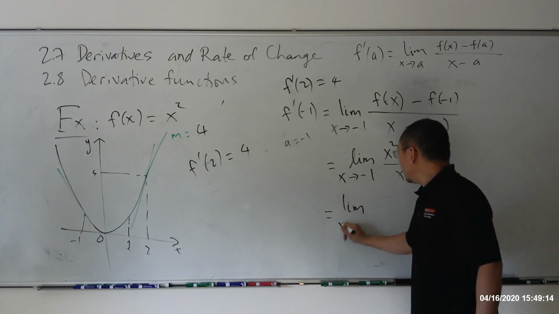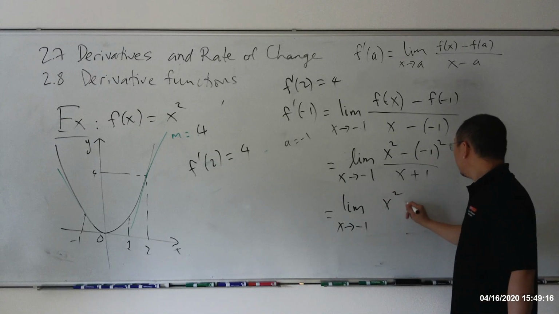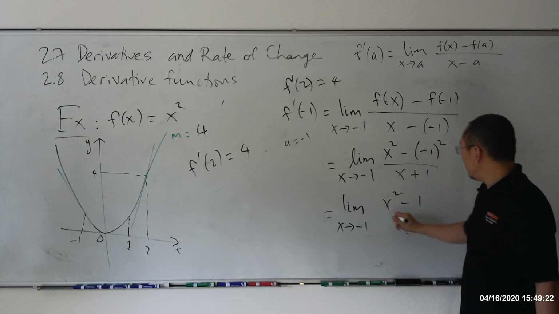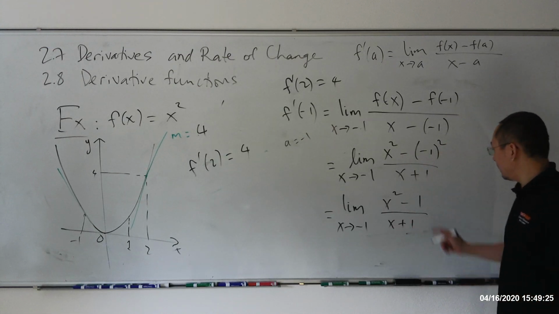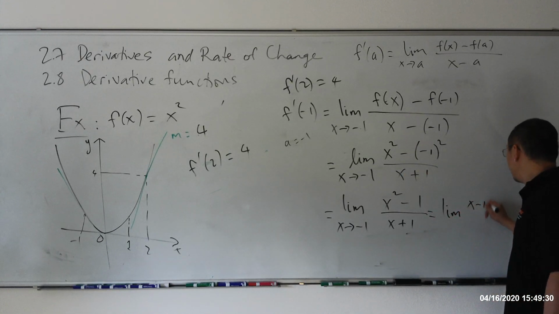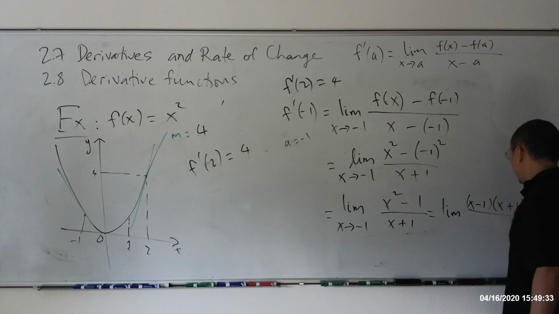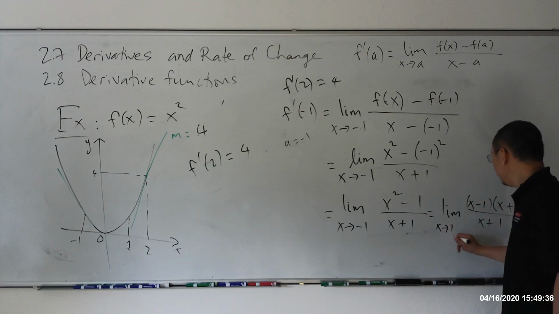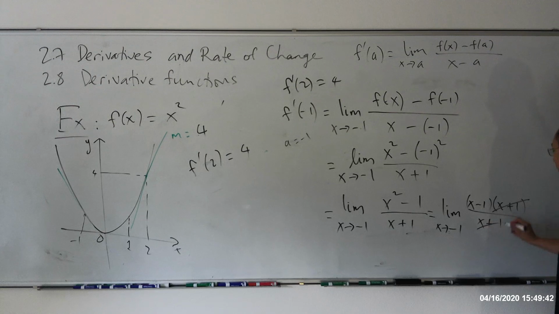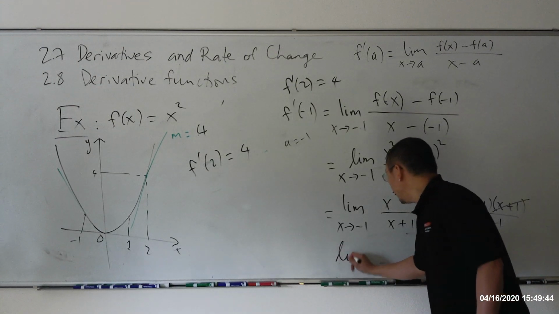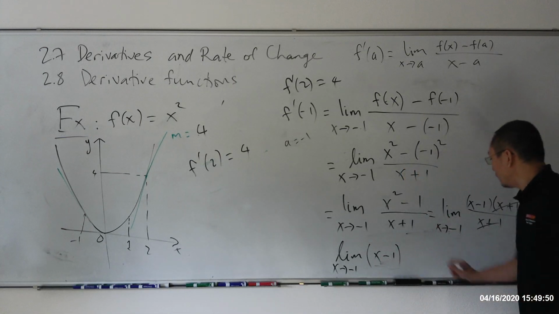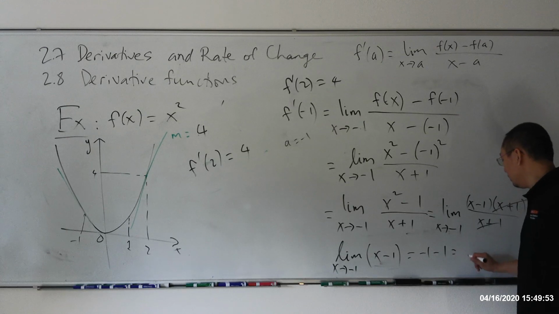This is the limit as x goes to -1 of x squared minus 1, right? -1 squared is still 1, over x plus 1. Same trick as before, we factor the top. We have the limit of x minus 1 times x plus 1 over x plus 1 when x goes to -1. And of course we can cancel out the x plus 1. So this is the limit as x goes to -1 of x minus 1. Now you can plug in x equal to -1. So -1 minus 1 is equal to -2.